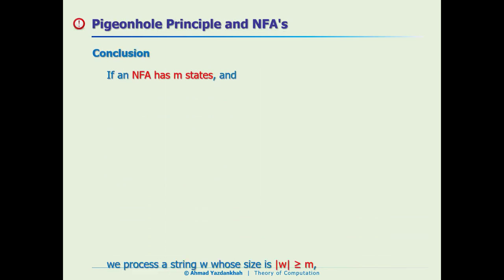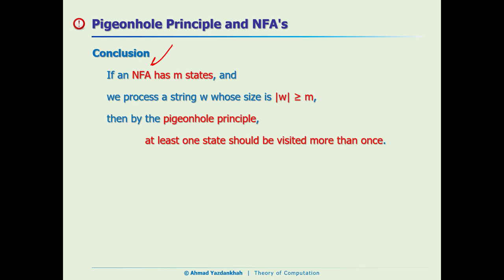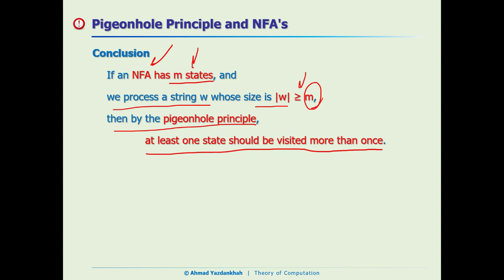Now let's have a conclusion here. If we have an NFA and it has M states, and if we want to process a string whose size is more than the M states, the number of the states, or equal, then based on the pigeonhole principle, at least one state should be visited more than once. So why am I saying "or equal" here? Because of the thing that I just said about the initial state. If the initial state does not contribute in processing the string, we can remove that from our consideration. So if the string size is equal to the number of the states, then the pigeonhole principle is applicable.